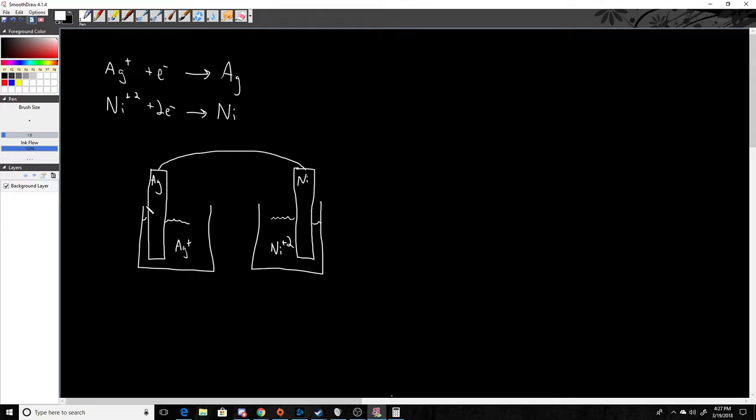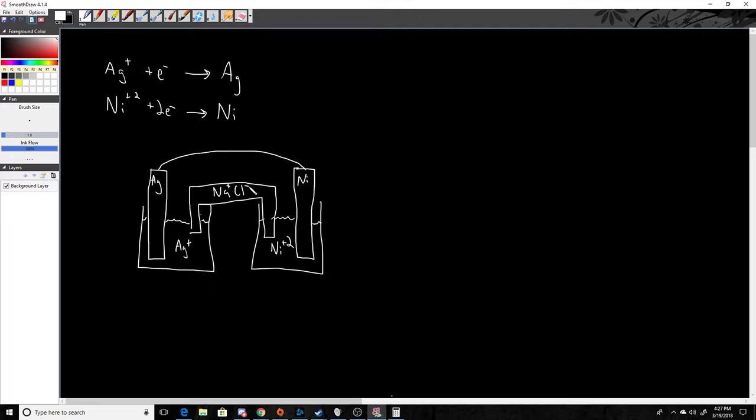So if I want this electrochemical cell to be useful, I need to be able to maintain the neutral charge that's in both beakers. That means I need the ions to be able to fix themselves. So the other thing I'm going to put in here is a salt bridge.